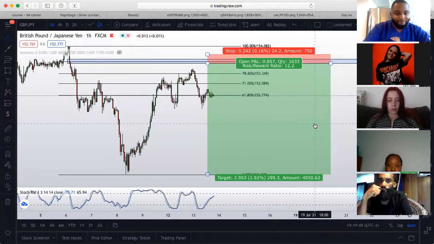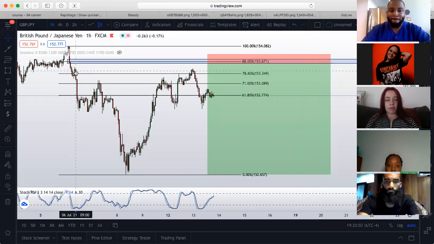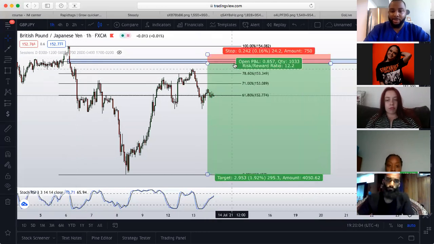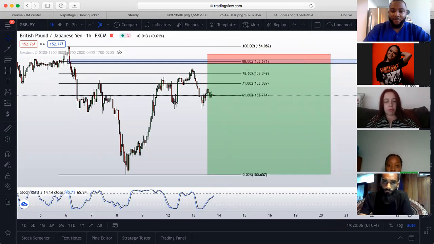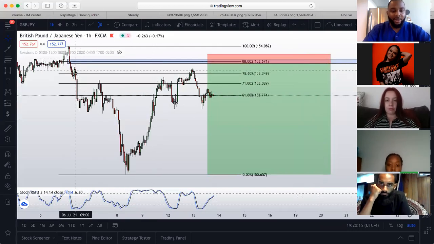Would we use market execution? Would we use buy stop, sell stop? Is it buy limit, sell limit? What do you guys think? So we look for the market to come upwards, enter us at 153.623, and then drop downwards to our take profit. I love it. Everyone said sell limit. You're gonna see how simple this is, right?